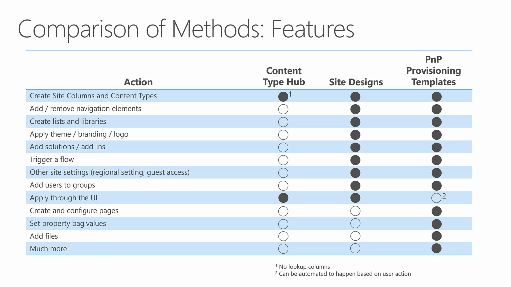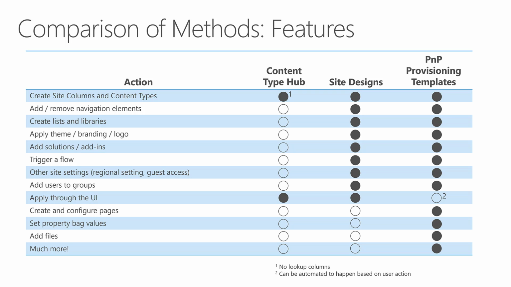So a little more comparison of the three ideas, again, reiterating some of the things that I've already said. All three of these things will create site columns and content types, which is ostensibly what I'm talking about here today. But of course, if we're going to start implementing pieces of information architecture, we might want to use a tool set that will let us go to the next level if we need to. So for instance, if you were going to want to add or remove navigation elements, the content type hub is right out, but site designs and PnP provisioning templates can help you do that.